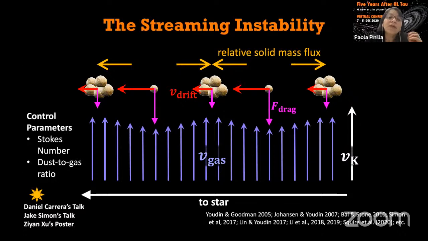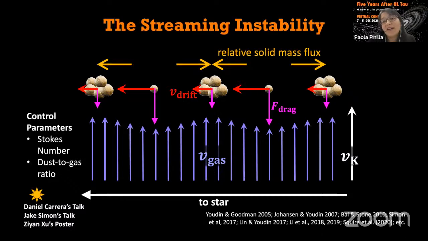Now, the control parameters to trigger the streaming instability are the Stokes number and the dust-to-gas ratio. And there are talks and experts on this topic in this conference. There is a paper by Daniel Carrera, who has recently studied the streaming instability also in the presence of a very smooth pressure bump. There is also the talk by Jake Simon and the poster by Xiyan Xu.